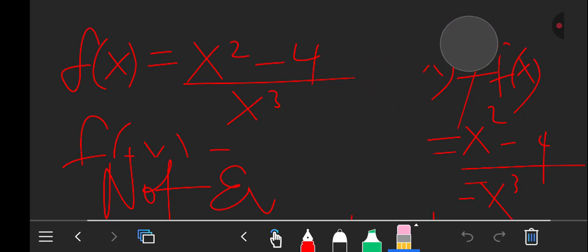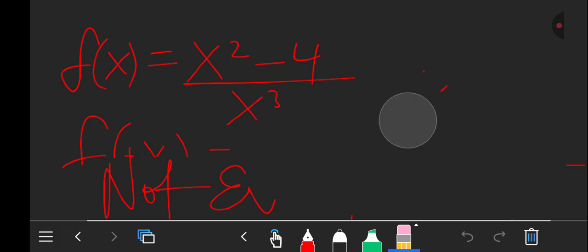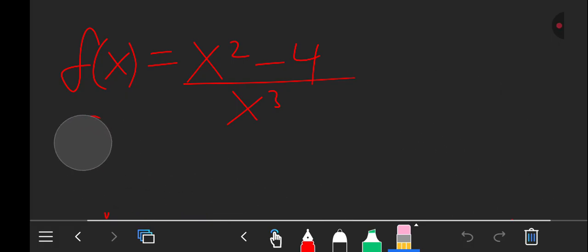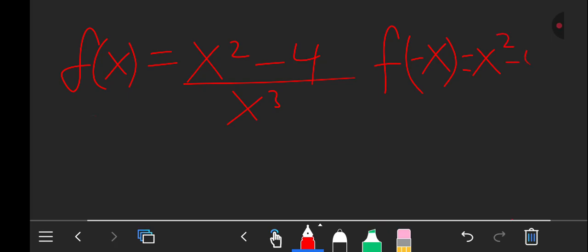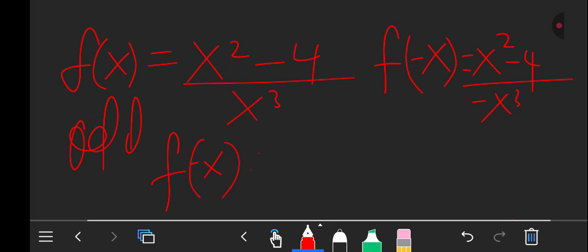So you've discovered that this function is not an even function. We have that f of negative x was giving us x squared minus 4 over negative x cubed. Now, for an odd function, we said that f of negative x must be equal to negative f of x.